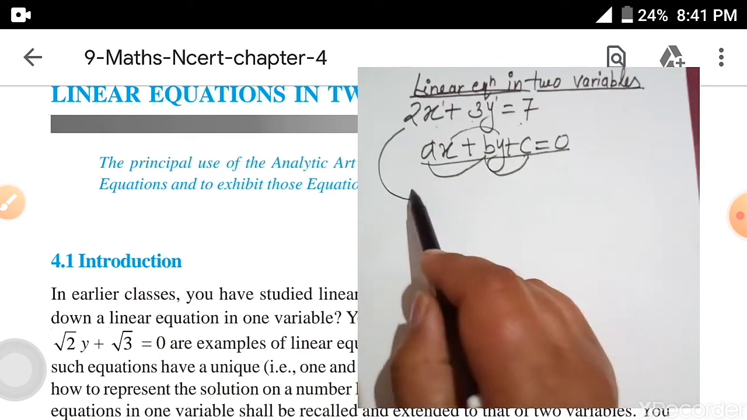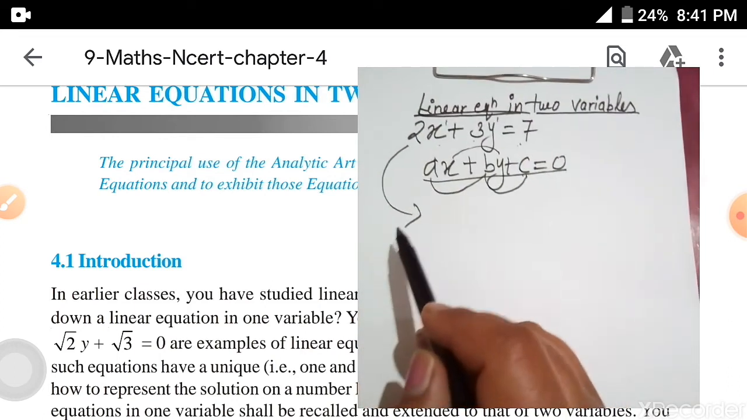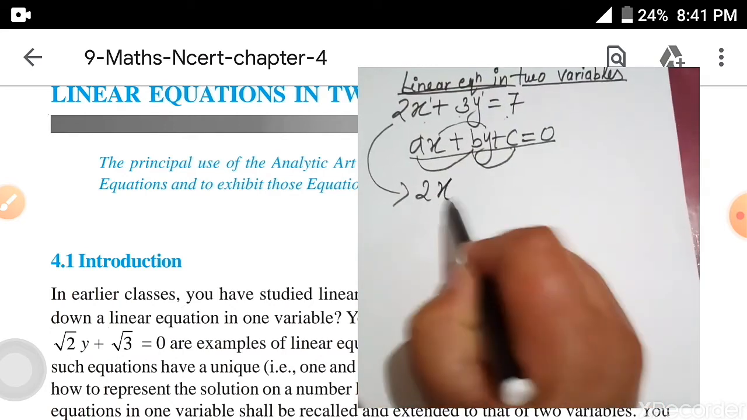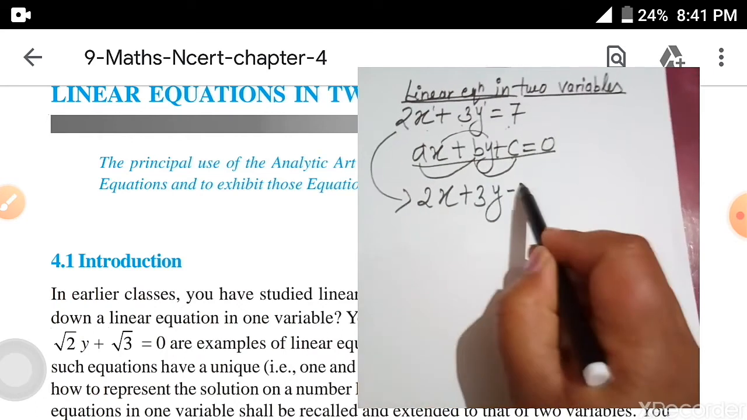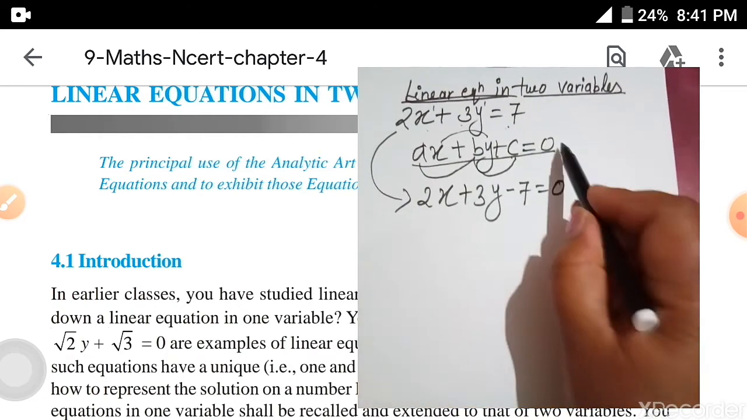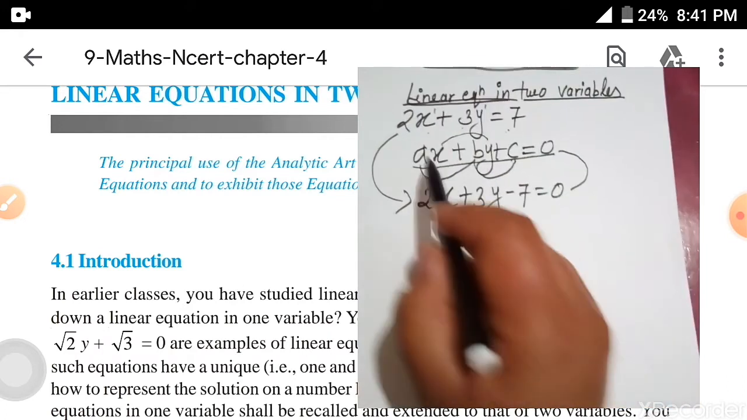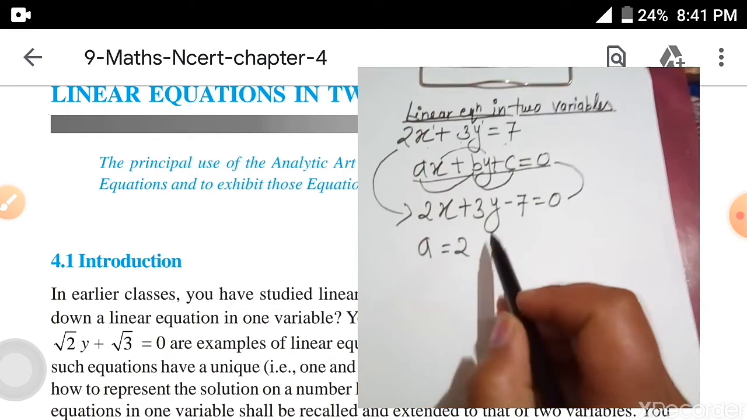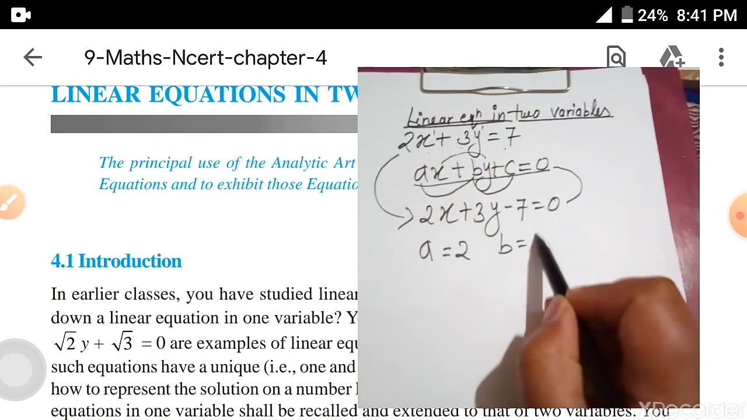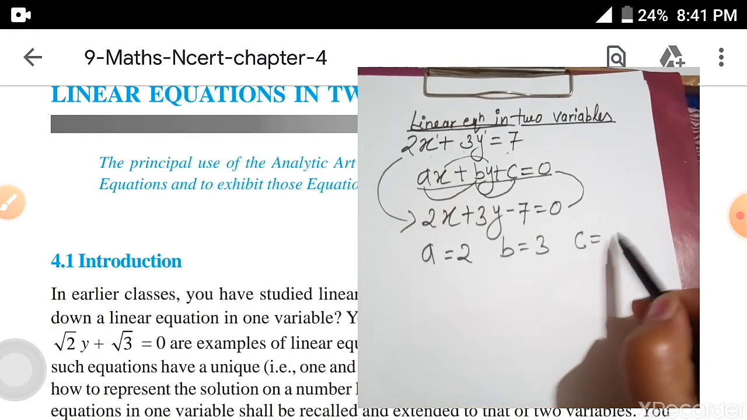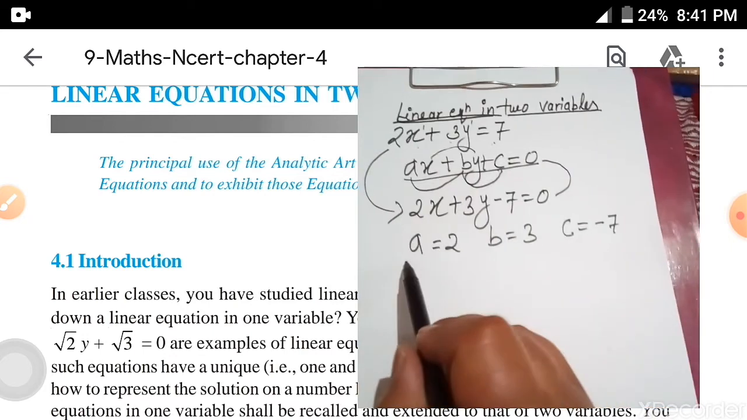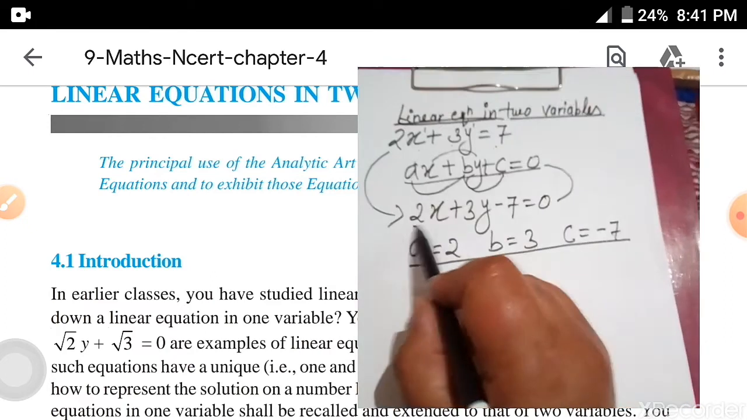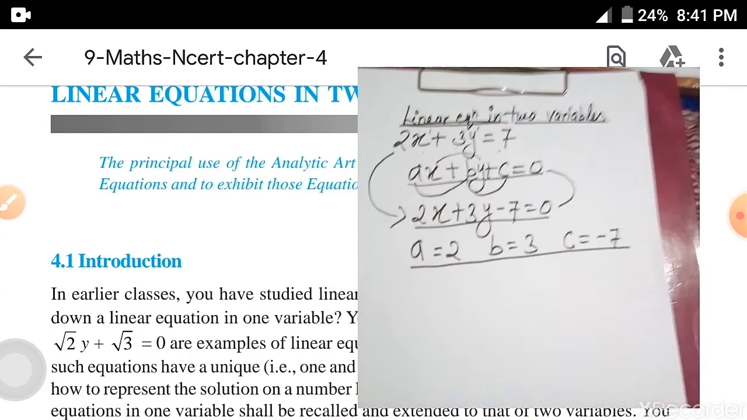Now see that we have to convert this into the form of this general form. So how can I write it? Like 2x plus 3y minus 7 equal to 0. Now you can compare these two. You can see easily that in place of a there is 2, and in place of b there is 3, and in place of c there is minus 7. So we can find out the values of these constants by comparing the given equation with the general form of the equation.